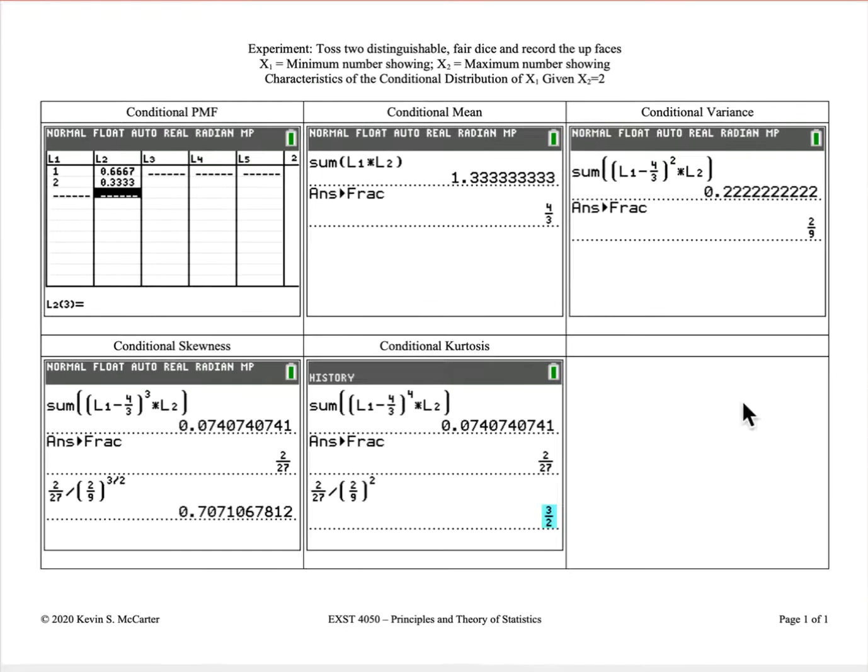And so for when we're conditioning on x2 being equal to 2, all of these moments and characteristics are defined because, in this case, the variance is positive. And so you can see here how we can calculate not only the mean and the variance, but the skewness coefficient and the kurtosis coefficient.